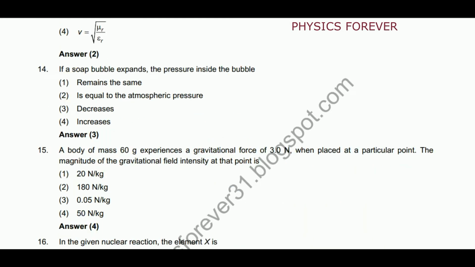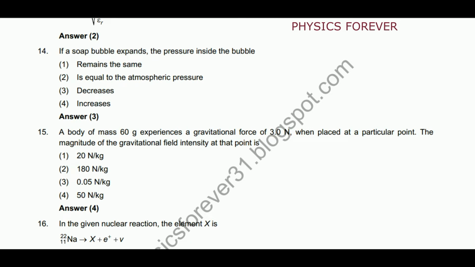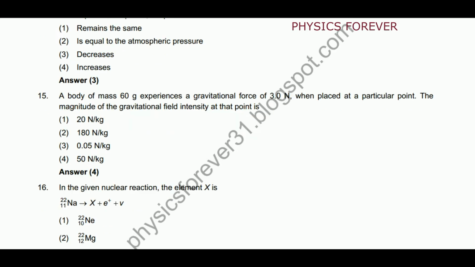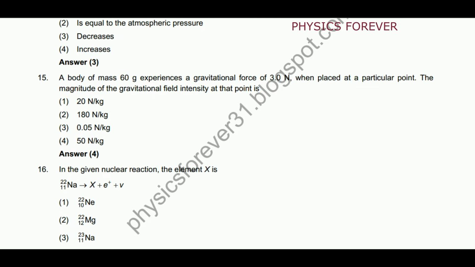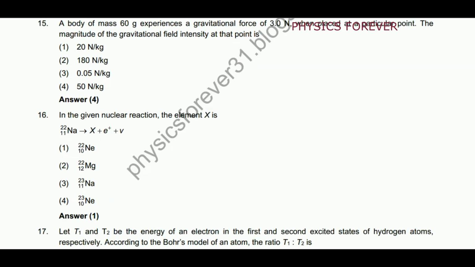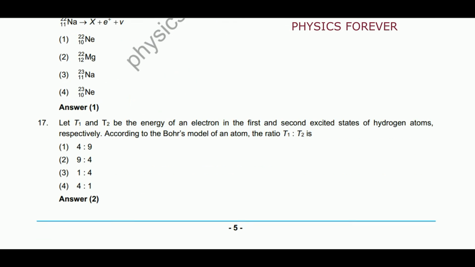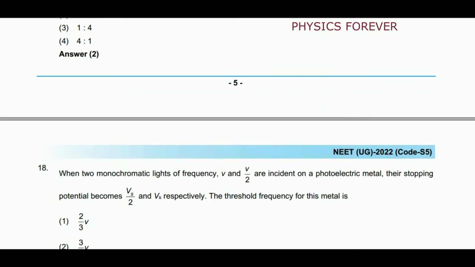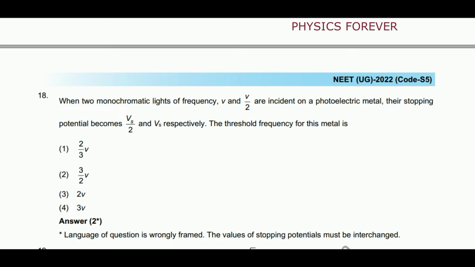A body of mass 660 grams experiences a gravity force of 3.0 N when placed at a particular point. The magnitude of gravitational field intensity at the point is 450 N per kilogram. Then 16, in a given nuclear reaction, the element X represents, answer is 1. Then 17, let T1 and T2 be the energy of an electron in the first and second excited state of hydrogen atom respectively. Then according to the Bohr model, what is the ratio? Answer is 2. So then 18th, the answer is 2.